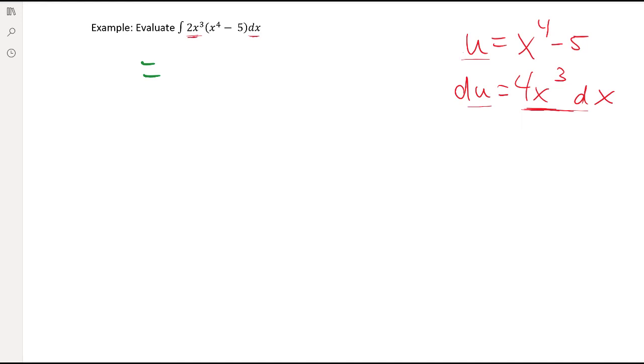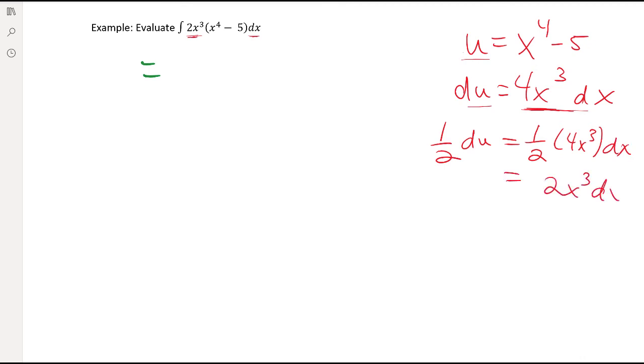And so that's what we're going to do here. I'm going to come down to my du equation. And what we're saying is that if we take 1/2 of du, that's going to equal, because it's an equation, we do it to both sides, 1/2 times 4x cubed dx, which equals 2x cubed dx. All right. So 1/2 du gets us to what we want, a 2x cubed dx.